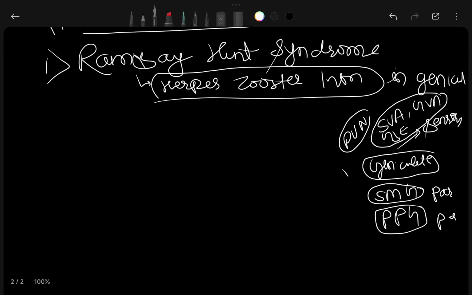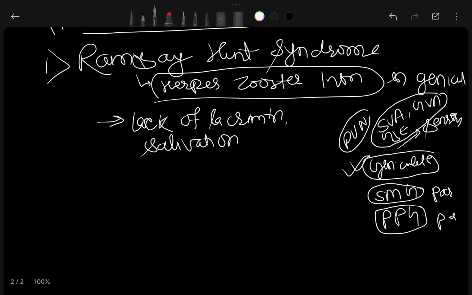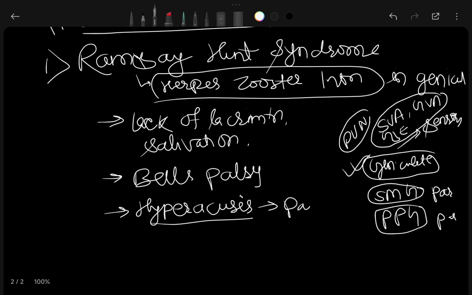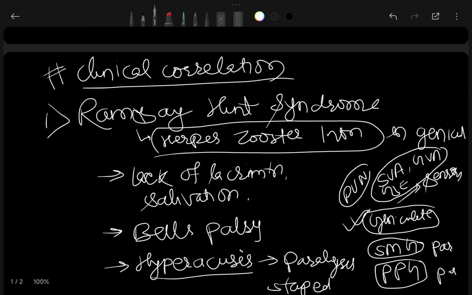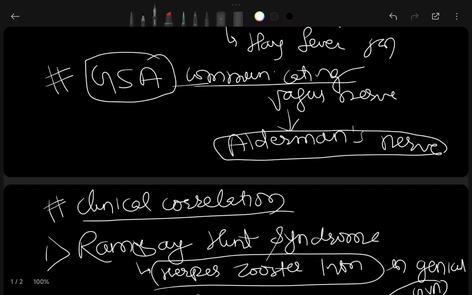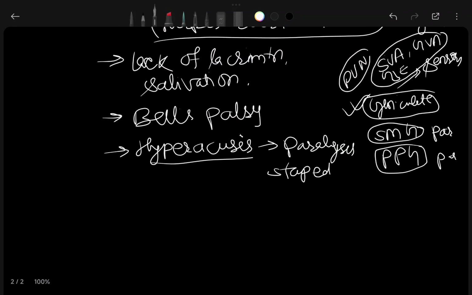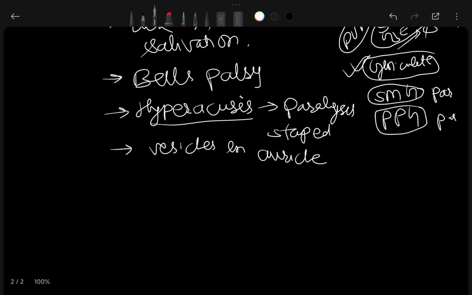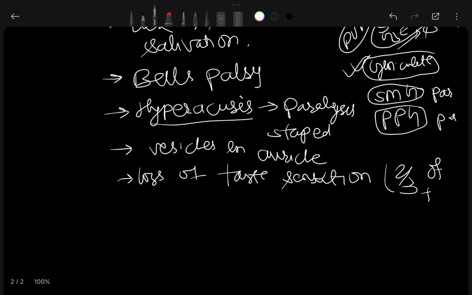So this infection occurs in the geniculate ganglion and leads to lack of lacrimation, lack of salivation, Bell's palsy, that is facial muscle expressions will be lost, and hyperacusis due to paralysis of the stapedius muscle, which is supplied by special visceral efferent fibers. These are the complications which arise due to infection or lesion in the geniculate ganglion. Another is vesicles in the auricle, and loss of taste sensation in the anterior two-thirds of the tongue except the circumvallate papillae.